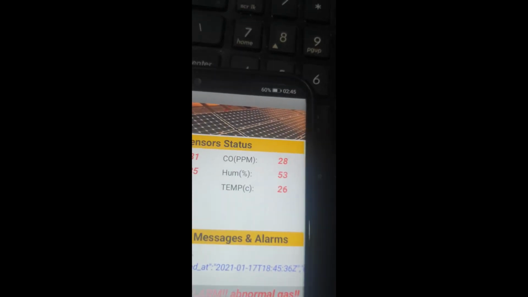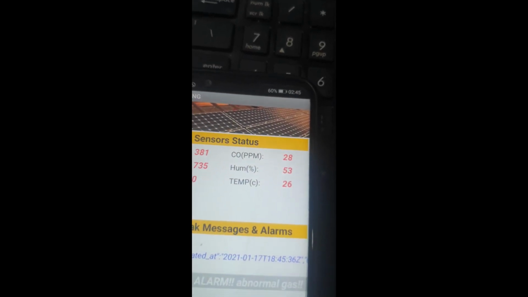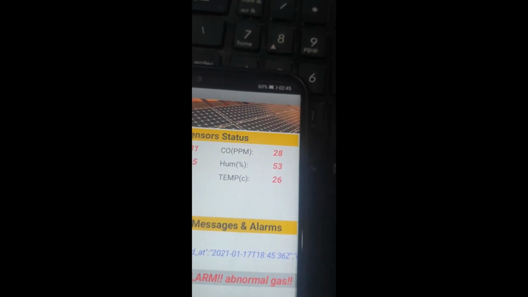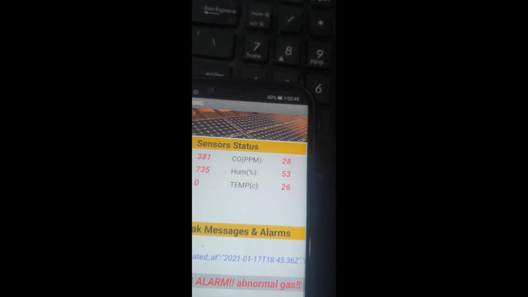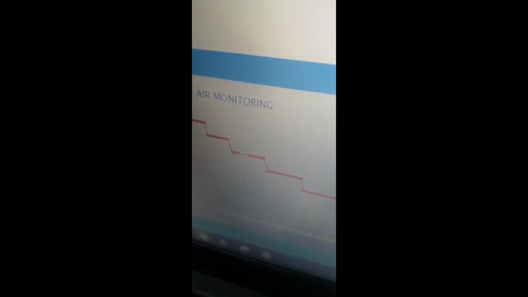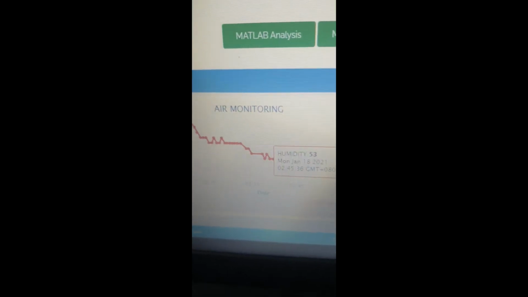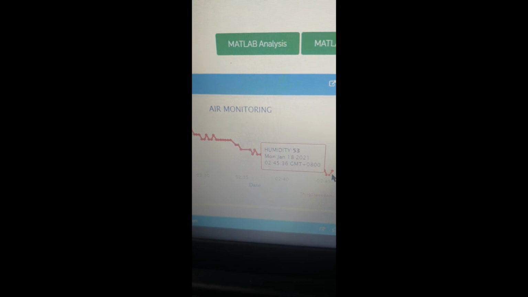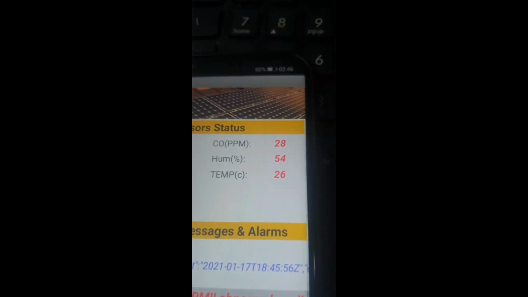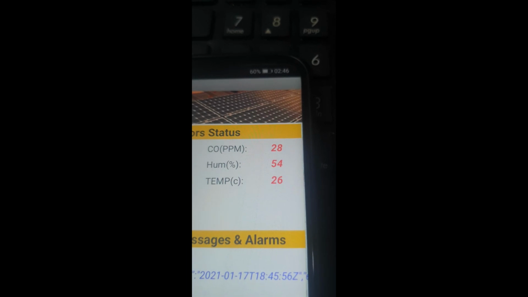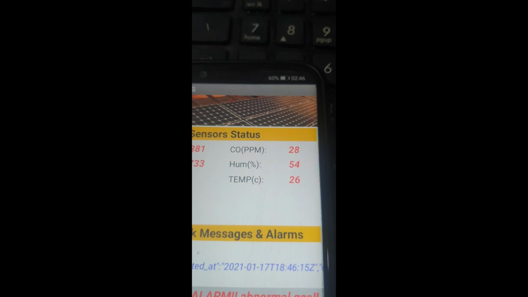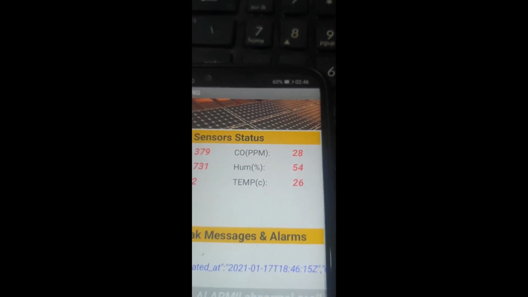So as we can see, the carbon monoxide reading, for example, is 28, humidity 53, and the temperature is 26 degrees Celsius. We can see from the graph, for the temperature, the latest one is 26, and the humidity graph is 53. This is the latest one, and the latest one will change. There will be some delay when the mobile application reads the data from the cloud, from the ThingSpeak cloud.